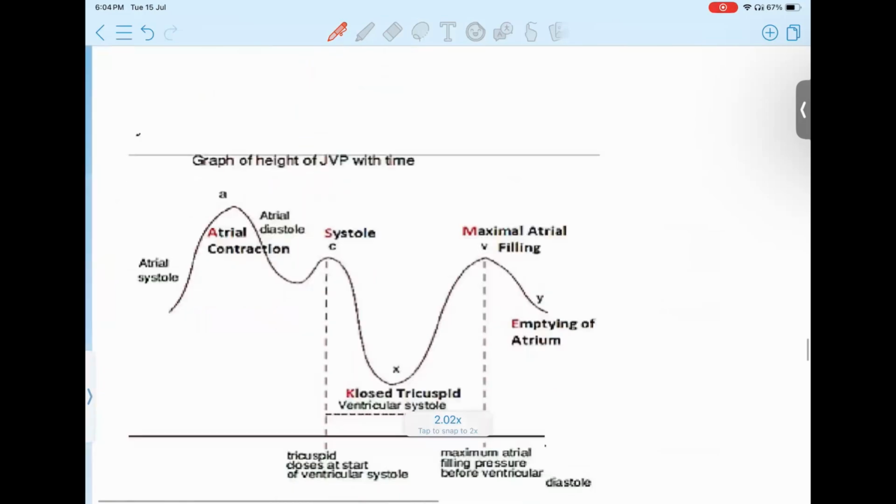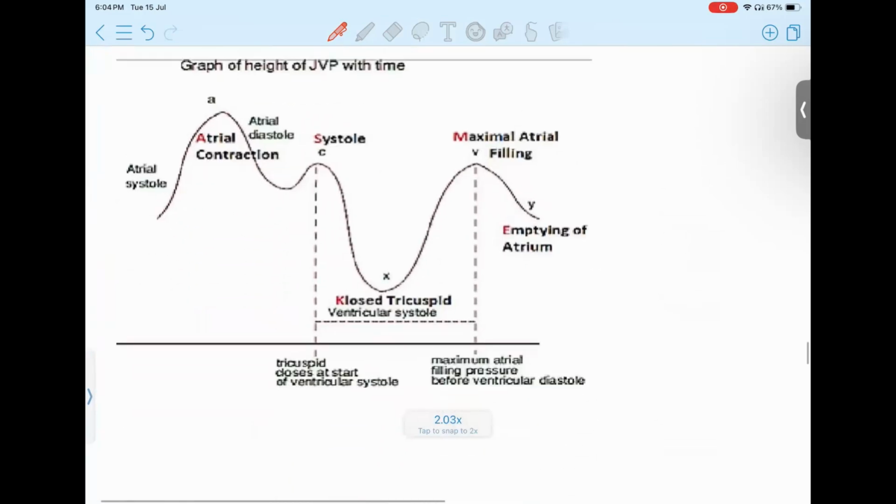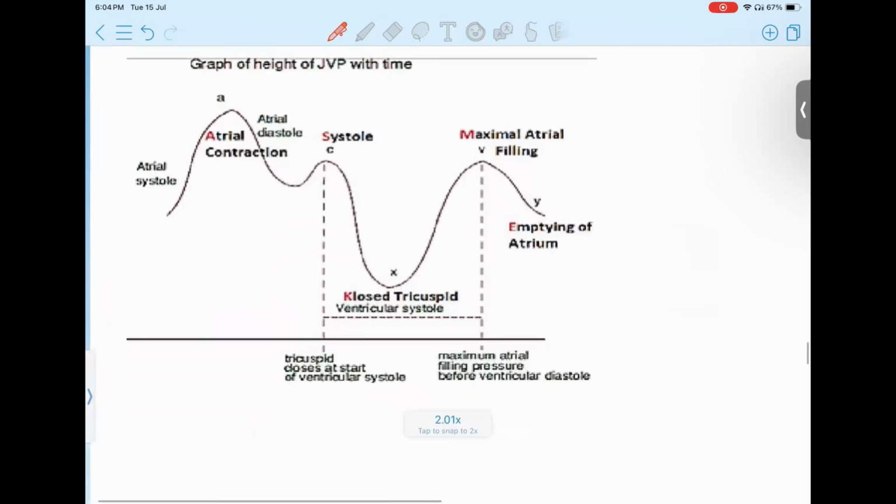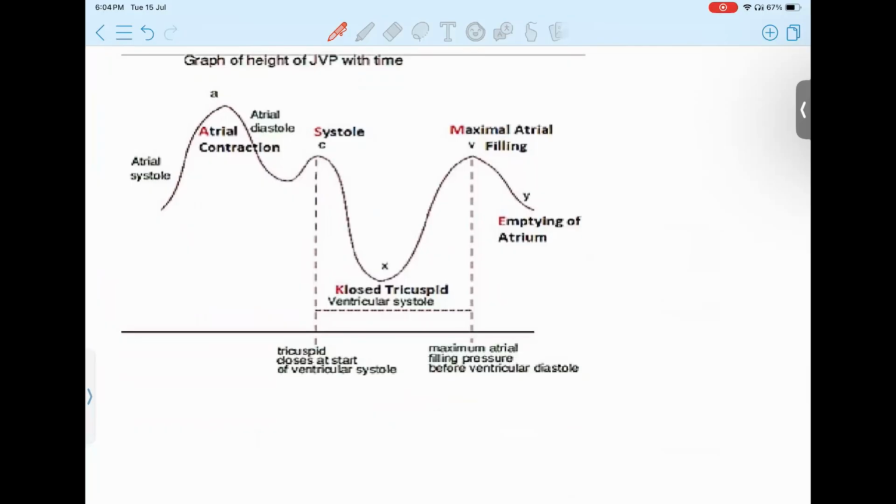Next, moving on to the JVP pathway. Basically, the JVP measures the right atrium only. Specifically, we are measuring the right atrium. How are these waves formed? The A wave is formed here. The A wave is formed due to the atrial contraction. Once the atria contract, there is a sudden increase in the wave that is seen as the A wave.